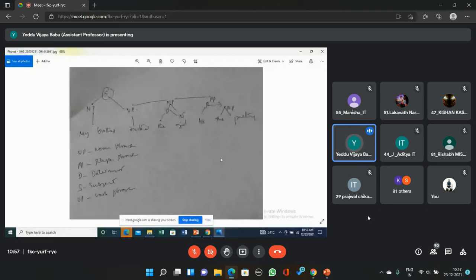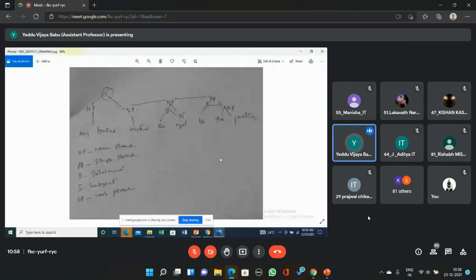If you look at this sentence, my brother invited the girl to the party. It is one sentence. Why do we call it a sentence? Because a sentence is a combination of words, and it begins with a capital letter and ends with a full stop. Of course, the full stop is not given here. Imagine there is a full stop at the end of the sentence.